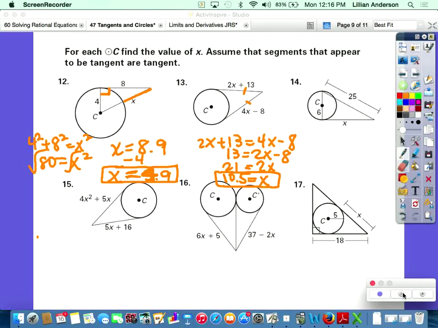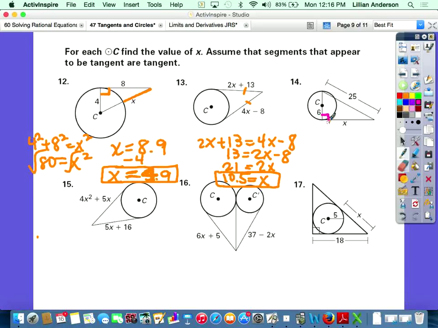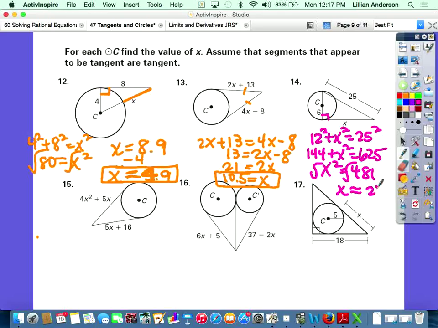14, how do I find X? Pythagorean theorem. You got to be careful though. What's this part? 12. So I should have done 12 squared plus x squared equals 25 squared, because this 6 only tells you the radius. So 144 plus x squared equals 625. X squared equals 481. So then when I take the square root, x is 21.9.